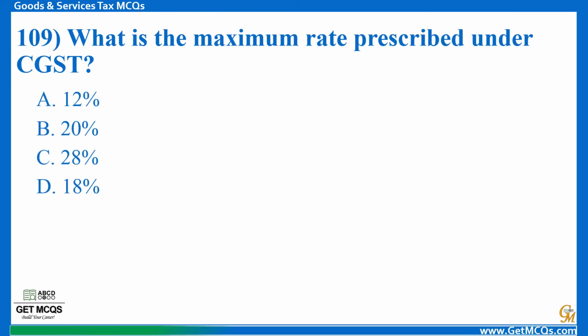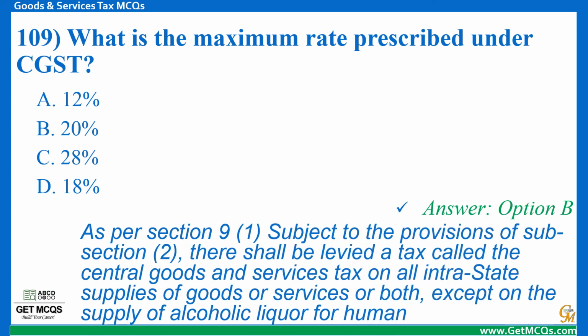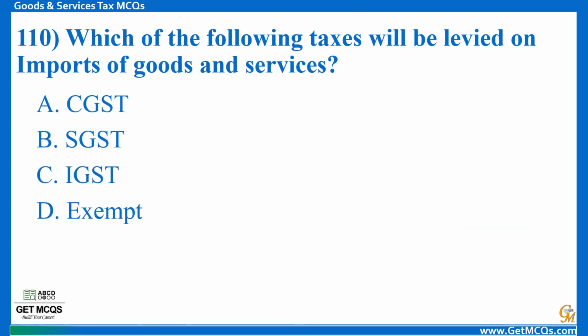109. What is the maximum rate prescribed under CGST? Answer: Option B. As per Section 9(1), subject to the provisions of sub-section 2, there shall be levied a tax called the Central Goods and Services Tax on all intrastate supplies of goods or services or both, except on the supply of alcoholic liquor for human consumption. 110. Which of the following taxes will be levied on imports of goods and services? Answer: Option C.